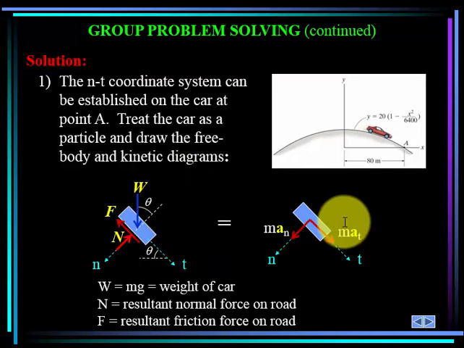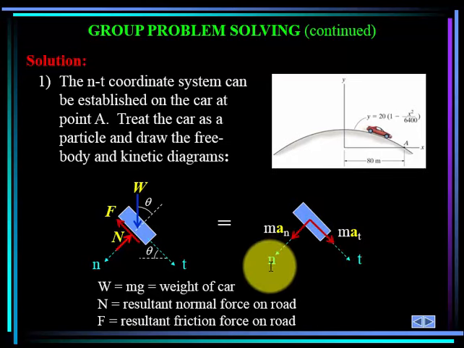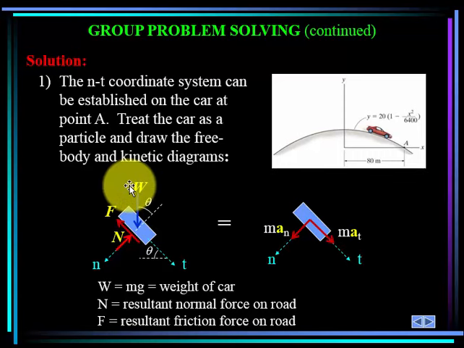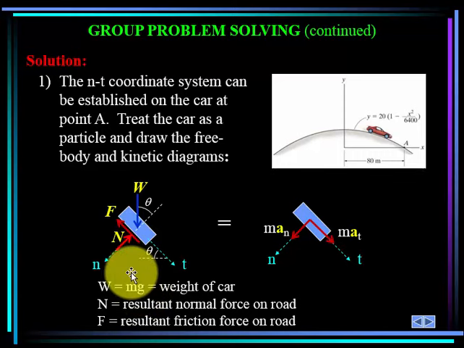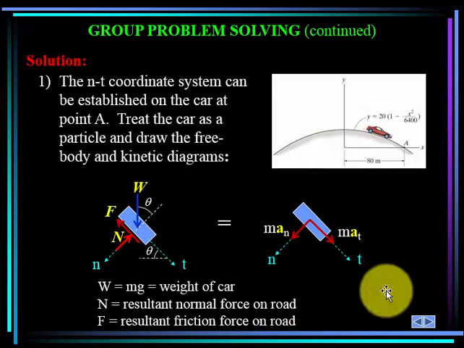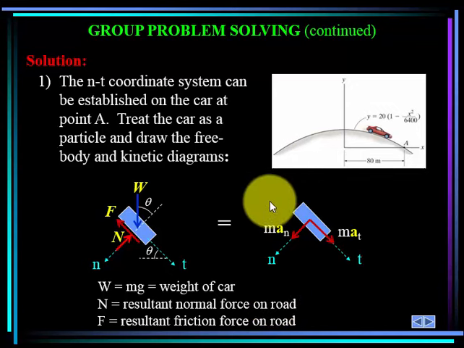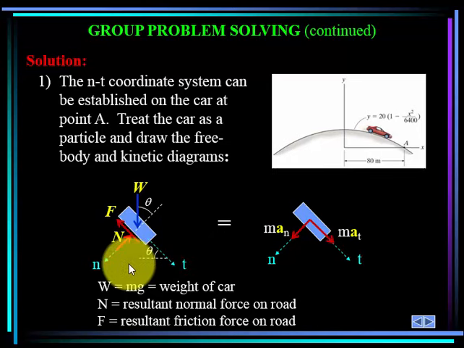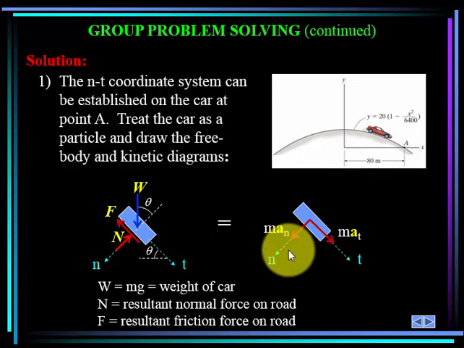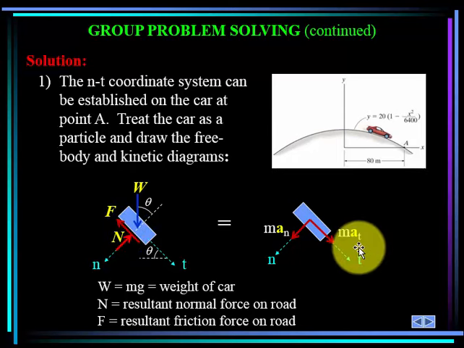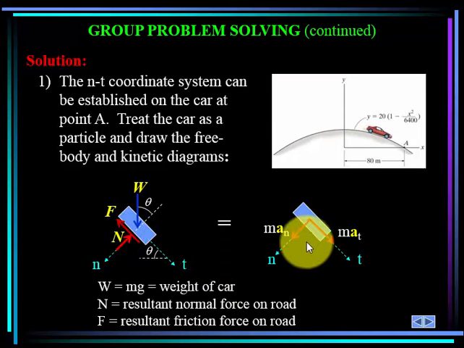Then over on the kinetic diagram, we will have a mass times a tangential acceleration, and we will have a mass times a normal direction acceleration. And of course, the weight of the car will be the mass of the car times the gravitational acceleration. I think that's everything we need to say about that. And so we will then turn to summing forces in the normal direction equal mass times acceleration in the normal, and summing forces in tangent.